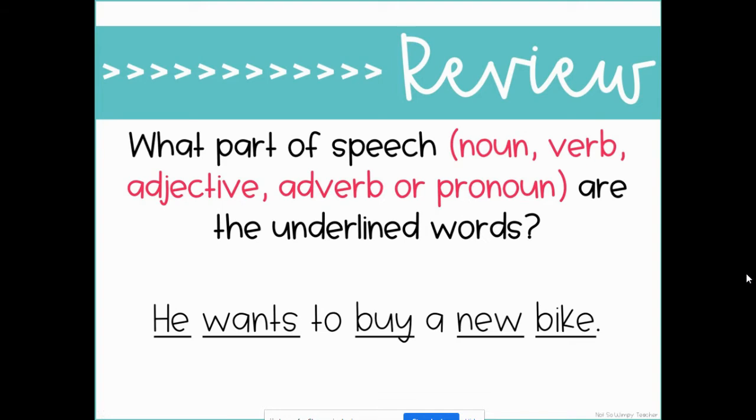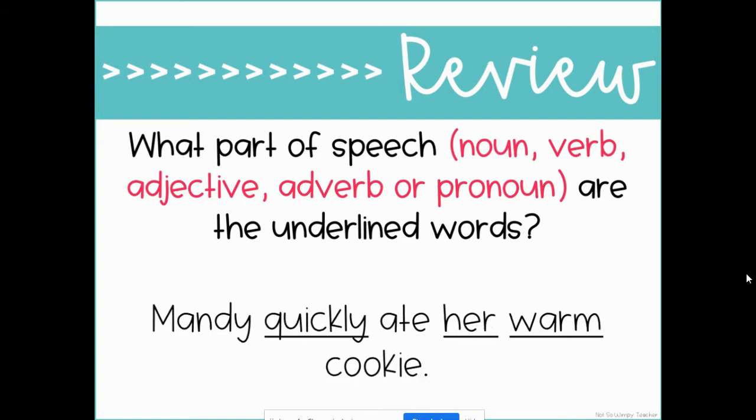If you need to, push pause. And we're going to go to the next one. What part of speech, noun, verb, adjective, adverb, or pronoun, are the underlined words? All I want you to do is skip a few lines and write this sentence down. Mandy quickly ate her warm cookie. And we're underlining quickly, her, and warm.